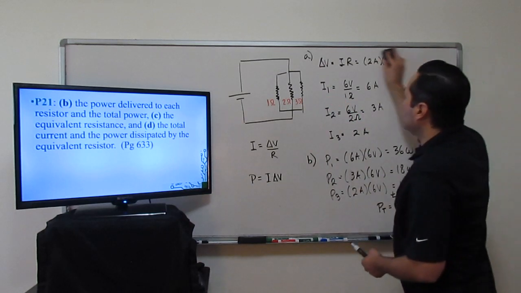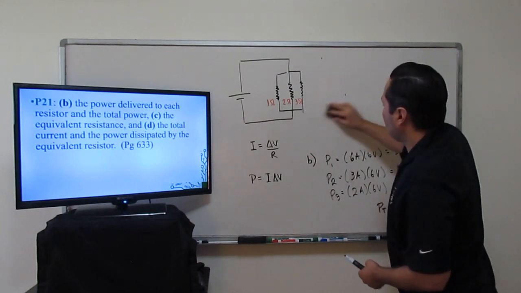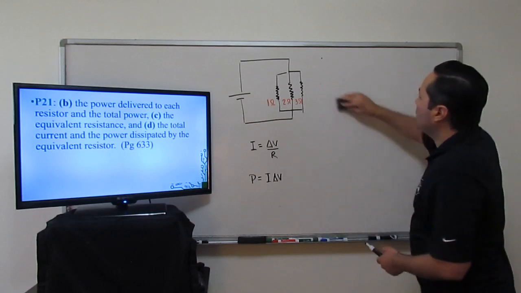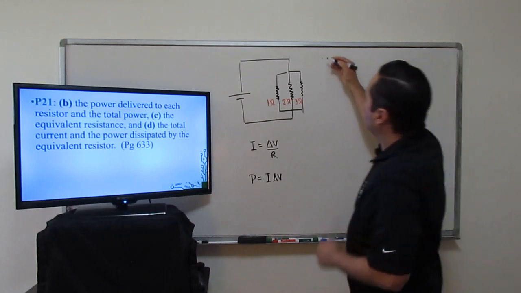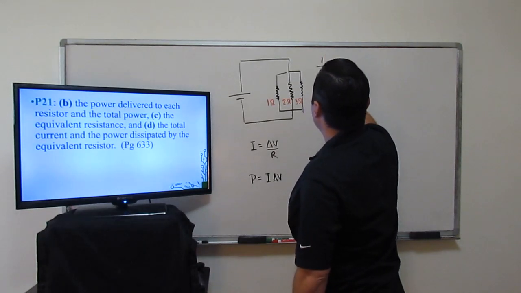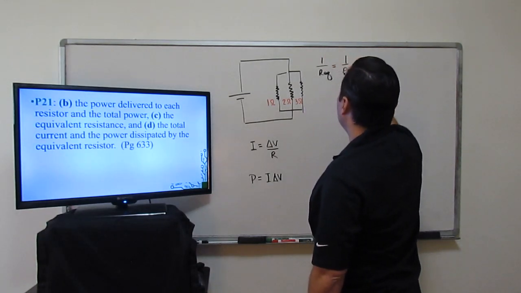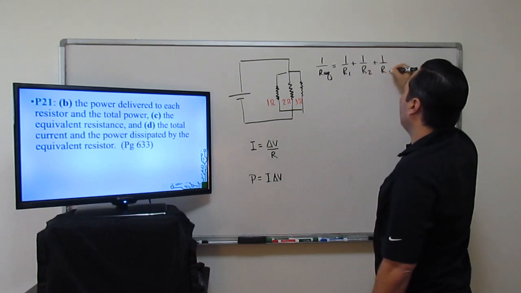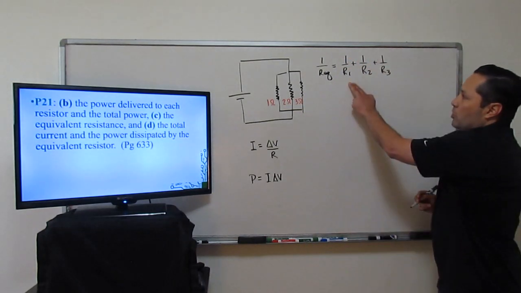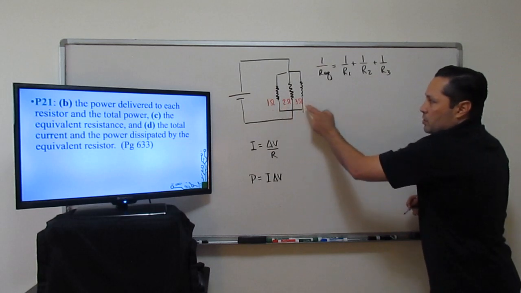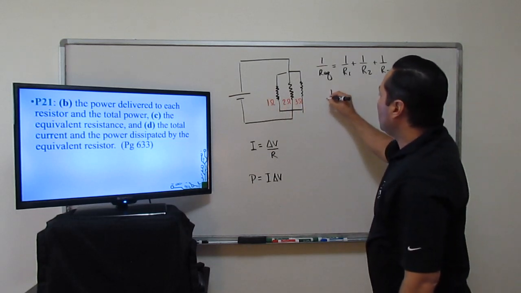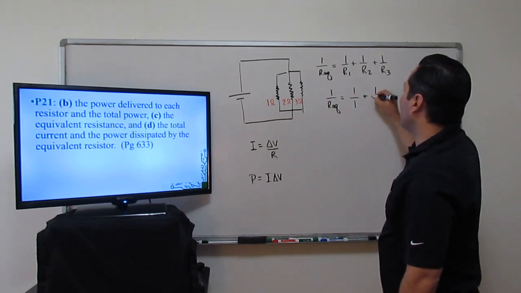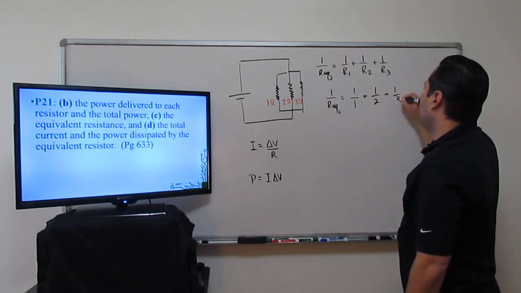All right, so for our equivalent resistance, it's going to look like this. The equivalent resistance is equal to the resistance of the first plus the inverse of the second plus the inverse of the third. Now we're going to substitute resistance 1, 2, and 3, so it'll end up looking like this. Once we substitute, 1 over 1 plus 1 over 2 plus 1 over 3.